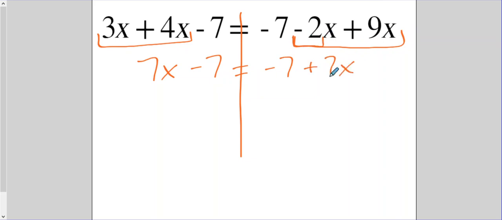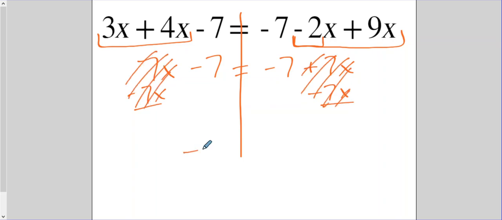That's a positive 7x. So again, you should recognize right here, I have a negative 7 and a negative 7, a positive 7x and a positive 7x. Those are identical. If I were to subtract 7x from both sides, the variable terms cancel out, and I get another true statement. Negative 7 equals negative 7.